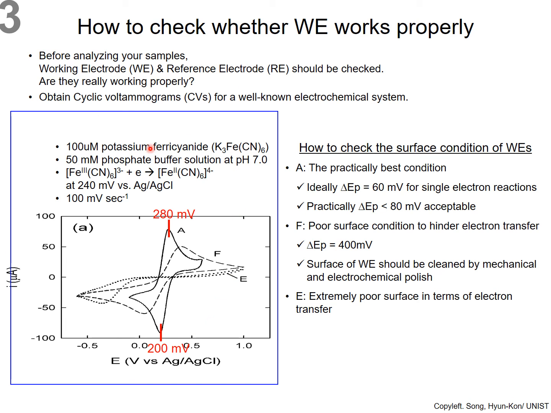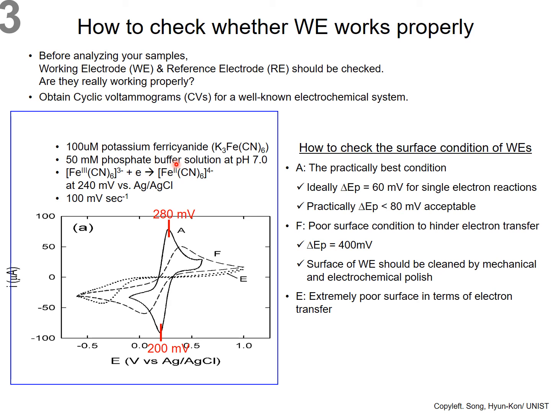Here is an example. I'd like to use 100 micromolar potassium ferricyanide in 50 millimolar phosphate buffer solution at pH 7. The first one is the electroactive species, and the second one is the supporting electrolyte to suppress the migration effect for the overall electrochemistry. We are using this electrochemistry. Then ferricyanide based on Fe3+ is reduced into the ferrocyanide based on Fe2+. The reduction potential of this electroactive species is about 240 millivolt versus silver chloride.